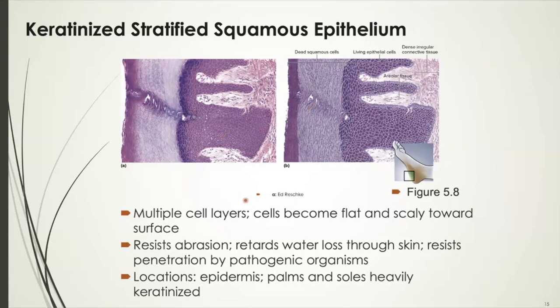What would be the big purpose? Resisting abrasions. That's huge because the feet are going to need to resist abrasions because they are used so much when you're walking and everything. It's protective. How else does it protect? It is going to slow water loss through the skin. Also resist penetration by pathogenic organisms. And so, like I said, where they're located in the epidermis, specifically the palms and the soles of the feet are very heavily keratinized.